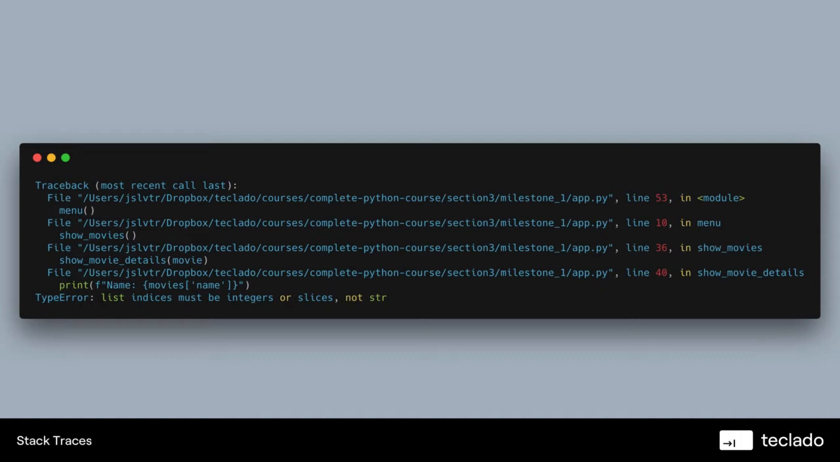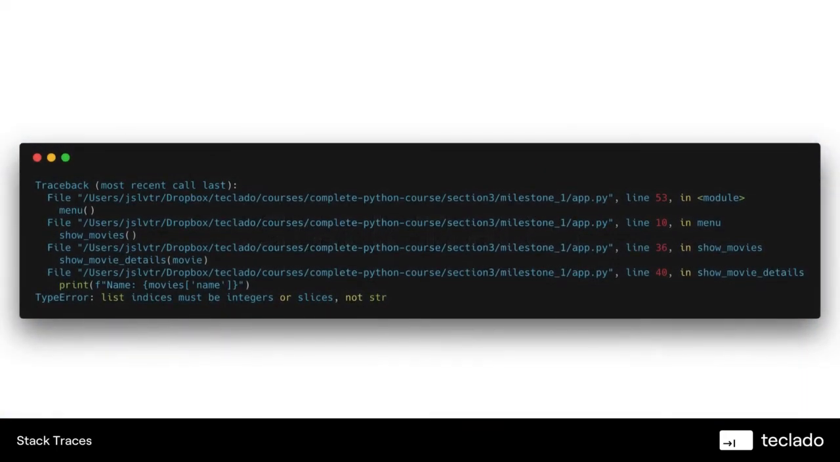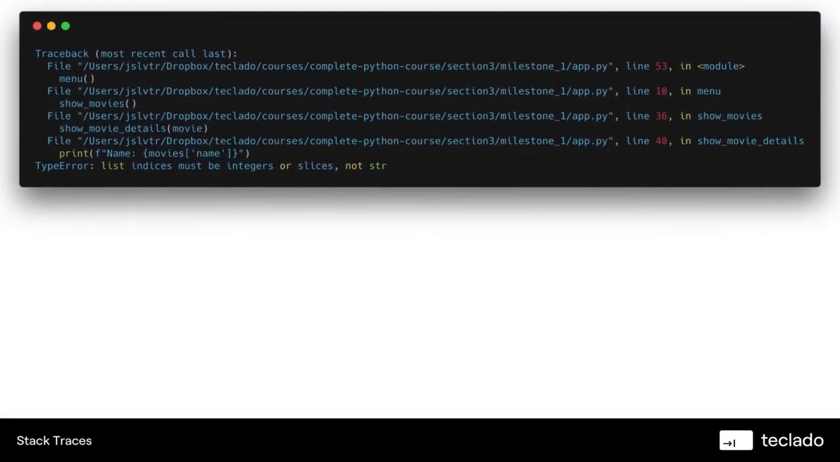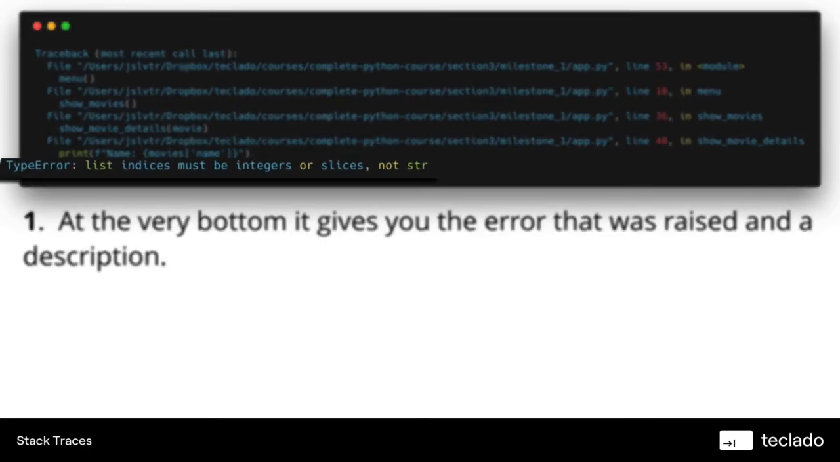And then as you go up, it gives you information of where the error happened. Now, we're going to talk about this stack trace right now. So let me give you a quick description of what is going on. At the very bottom, it gives you the error that was raised and a description as we've just seen. In this case, it's a TypeError.